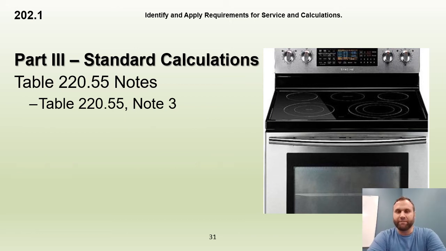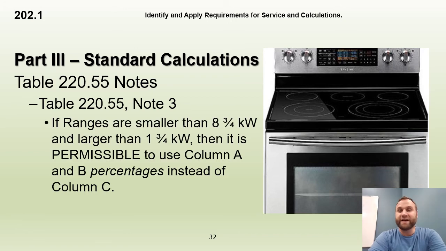Note number 3. Table 220.55, note number 3. Remember at the very heading of our table here, it said column C is to be used at all times except for when permitted by note number 3. Well, here it is, note number 3. If ranges are smaller than 8 3/4 kW and larger than 1 3/4 kW, then it is permissible to use column A and column B percentages instead of the maximum found in column C.